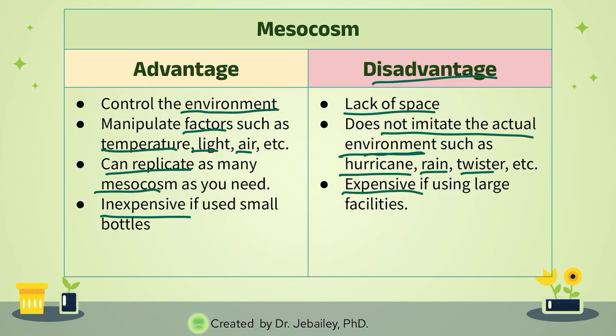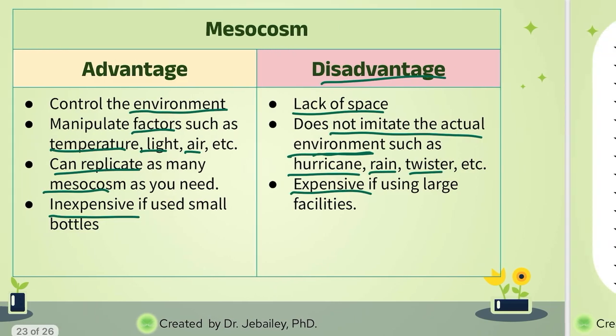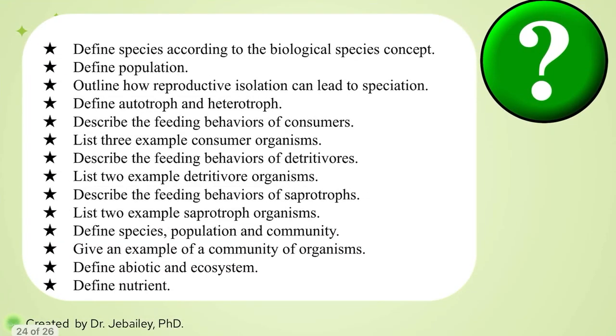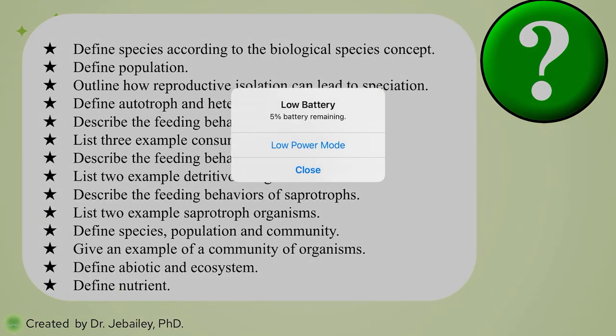So one of the requirements is that you know how to build a mesocosm, and you need to know the advantages and disadvantages of it. So this chart right here is a perfect way to write in an essay. And this is pretty much it for section 1.4. We're going to talk about chi-squares too, but this is pretty much it.